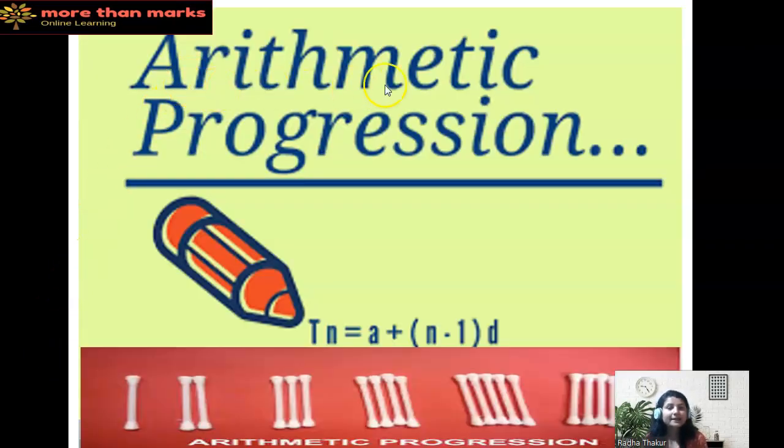So this is an arithmetic progression. The patterns that I showed you in the previous slide are forming an arithmetic progression. What do we mean by progression? Progression means anything that is increasing, decreasing, or staying constant. Let's take an example of your report card. In your report card, what do they show? Your progress, your whole year's progress, right?